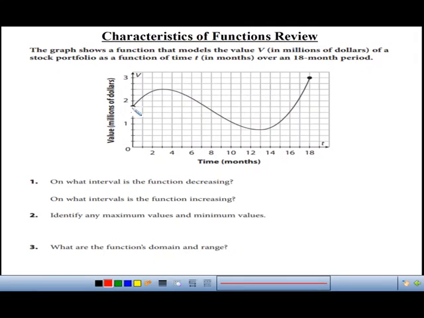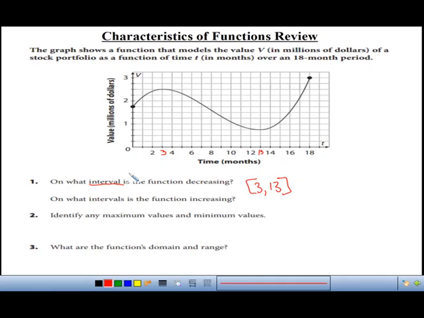So if I look at this function and I start here, it looks like it's going up to right there. But then all of a sudden at this point, it starts going downward. And it stops going downward at about right here. So I hope you agree that it starts going downward. Where does it start going downward? At 3 months, and it stops at what? 13 months. So it goes from 3 to 13. Because it says on what interval? What interval?